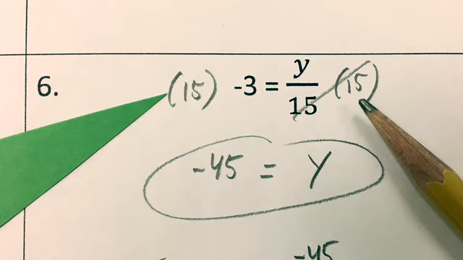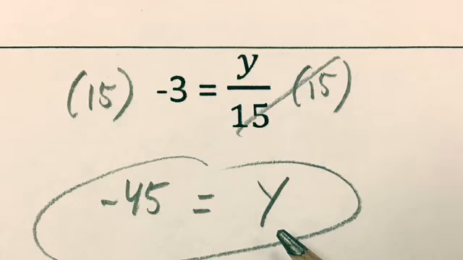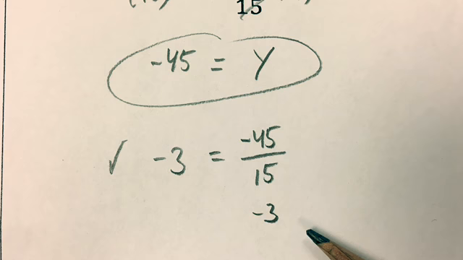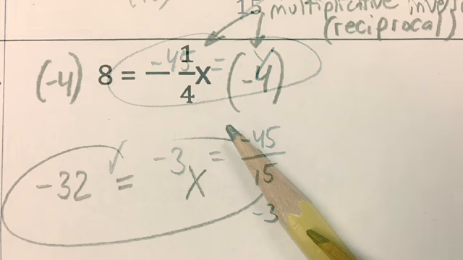Do that to both sides. You get y by itself. Then make sure you check by substituting in negative 45 for y and show both sides are equal.